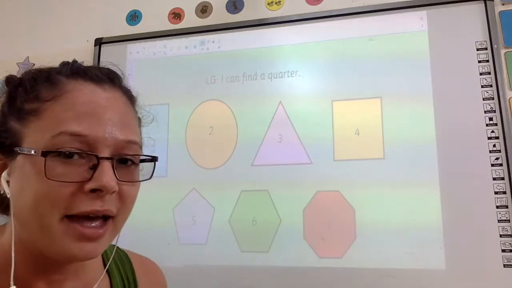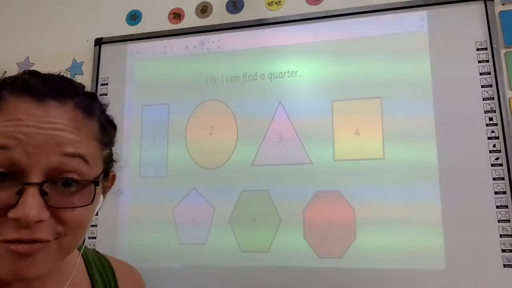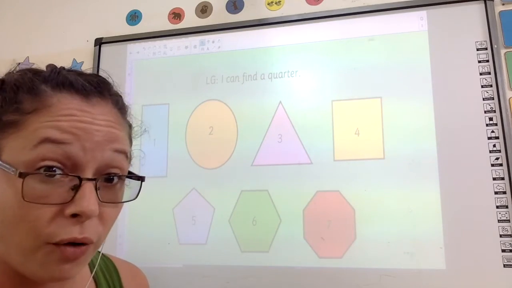But first, I've put 7 shapes on the board. I'll give you about 15 seconds to see if you can remember what all of these shapes are called. Ready?